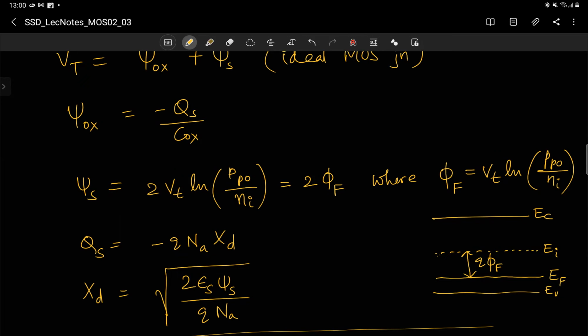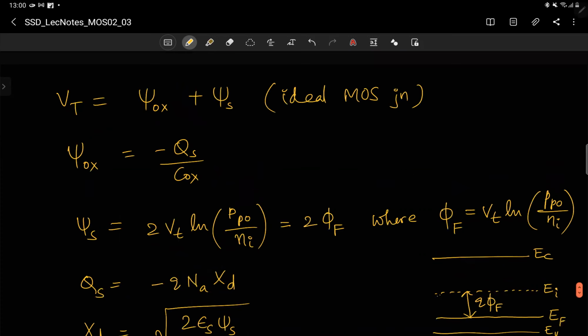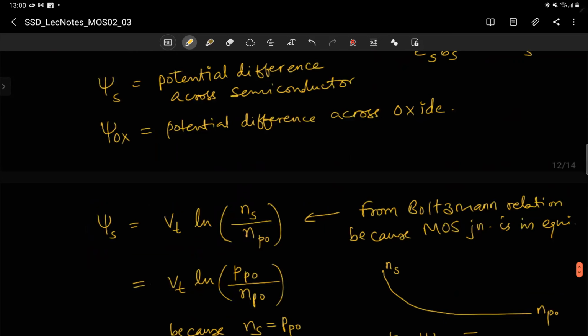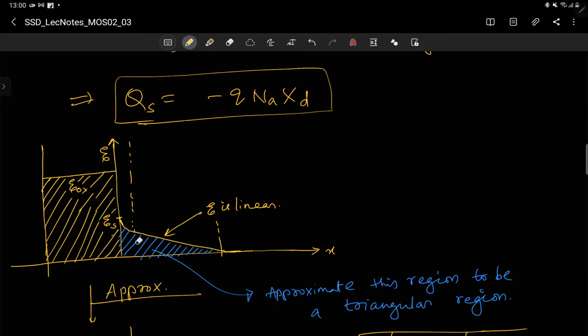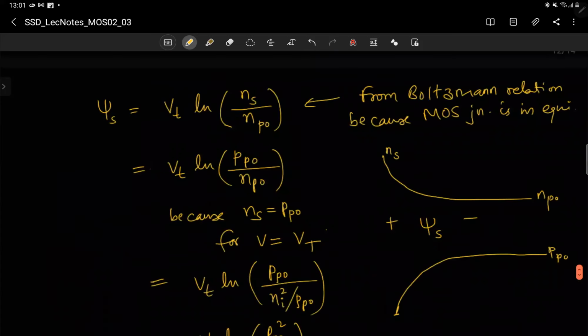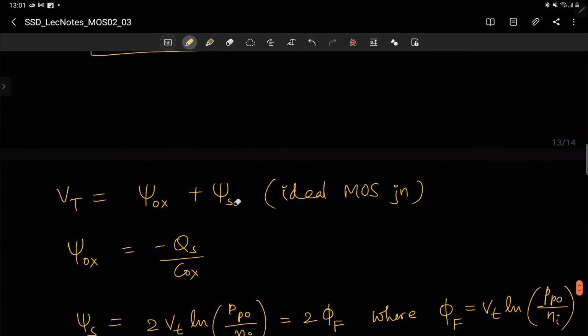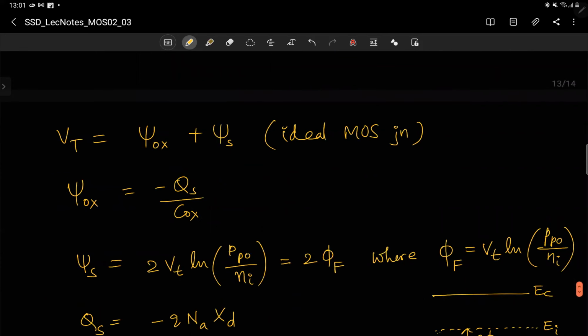We have neglected the drop across semiconductor in case of accumulation, but in case of depletion and inversion, we cannot neglect it, because you've seen that this electric field area is comparable to this electric field area in case of depletion or inversion. Unlike in case of accumulation, where the electric field area in the semiconductor was neglected. So that is one difference, and that is getting added. Okay, so that is why we have psi ox plus psi s here.